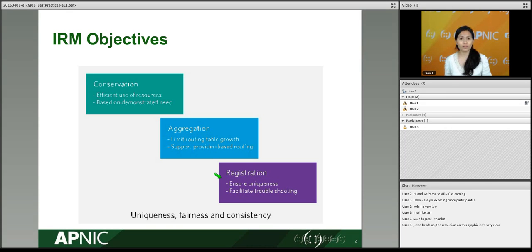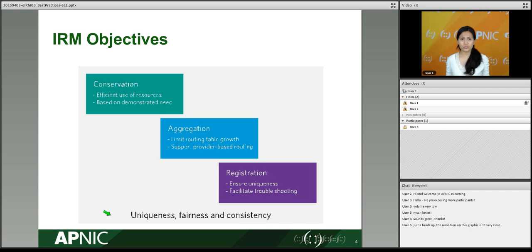The other one is it facilitates troubleshooting. The internet is a community-based infrastructure. If there's a problem, some IP address prefix is used for spamming or any abuse for that matter, you should be able to use the database to look for help or to seek who is in charge of that IP address block. So those three things I just want to emphasize again are conservation, aggregation, and registration.